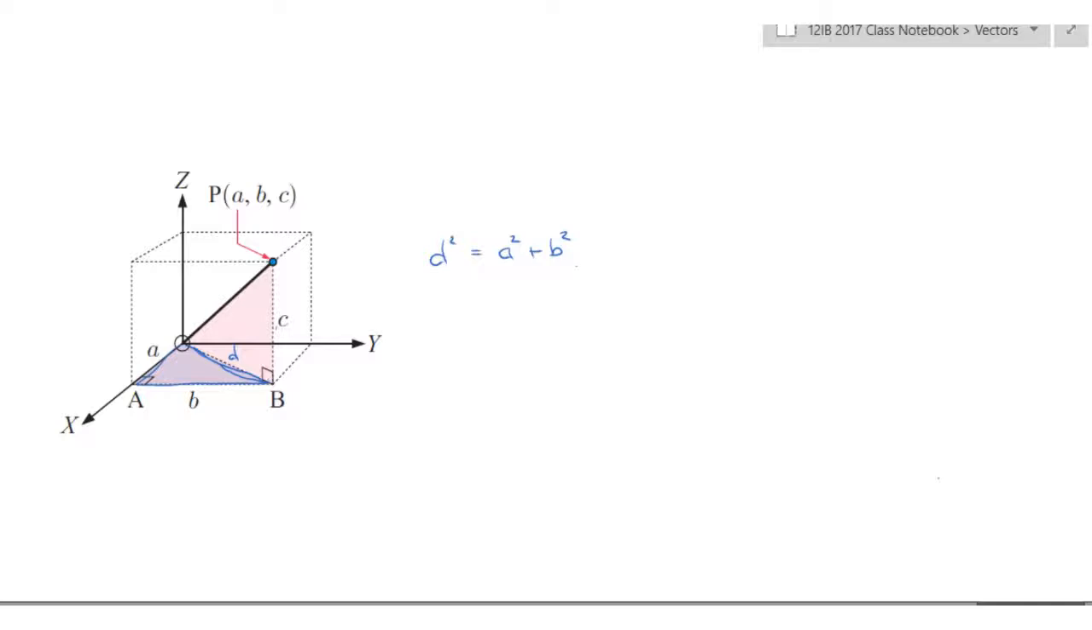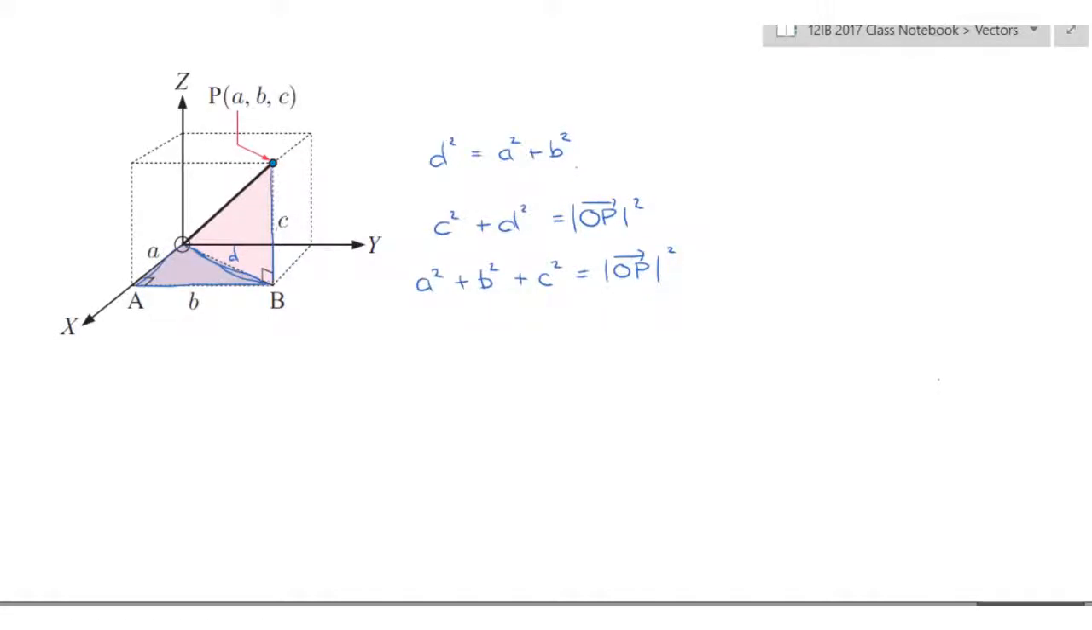But d is the bottom of the other triangle, and so if we square c and d, then we would get the distance OP, but that would be squared too. But remember, d squared is just a squared plus b squared. So if we place that in, instead of d squared we've got a squared plus b squared, and then we add on our c squared, and that gives us the magnitude of OP squared. So that's why it works out that way.